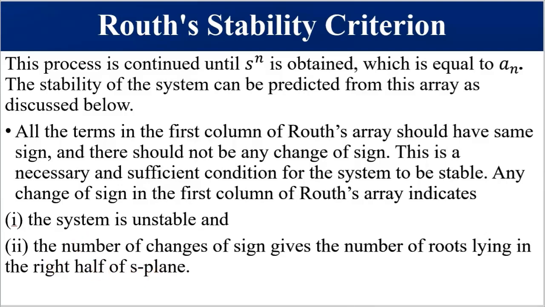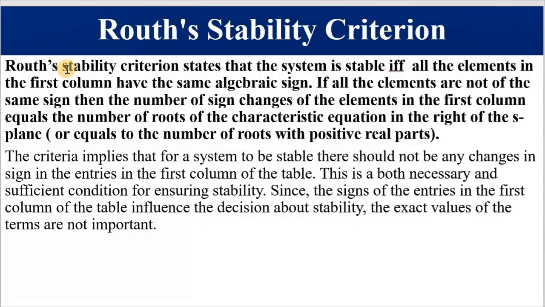So if you are asked to state Routh stability criterion in words, this is how you state it. The system is stable if and only if all the elements in the first column have the same algebraic sign. If all the elements are not of the same sign, then the number of sign changes of the elements in the first column equals the number of roots of the characteristic equation in the right half of the S-plane. Please take note. This is how you state Routh stability criterion.